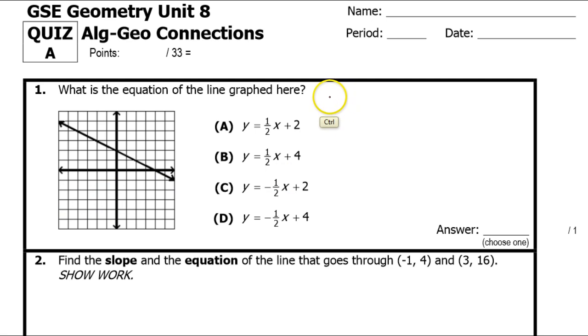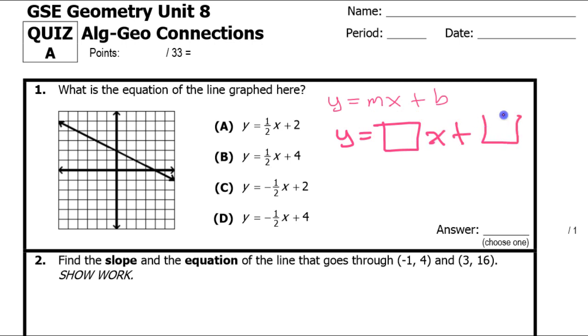So remember, our preferred model for the linear equation is y equals mx plus b, where m is the slope and b is the y-intercept. So with that in mind, we usually write y is equal to something x plus something, where the first box is going to be the slope and the second box is the y-intercept.